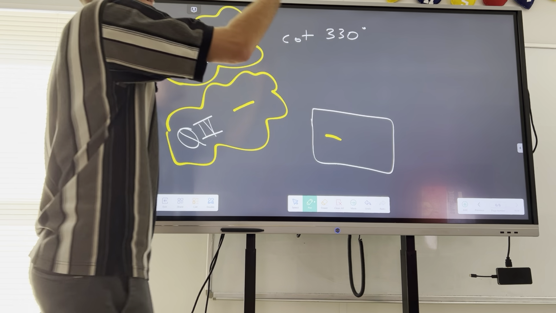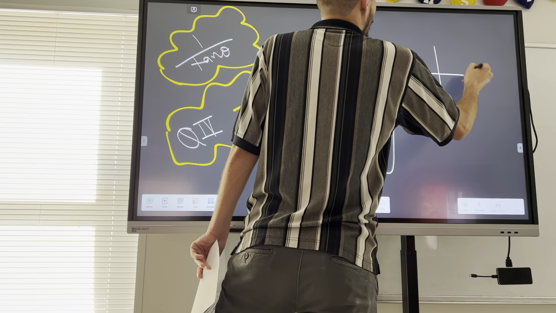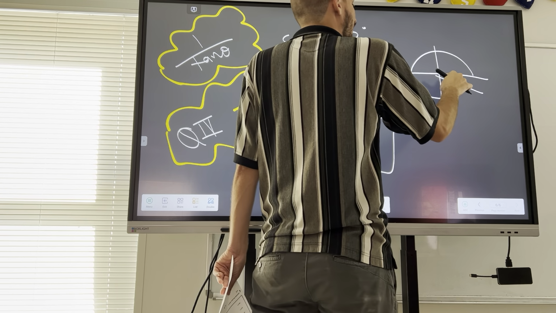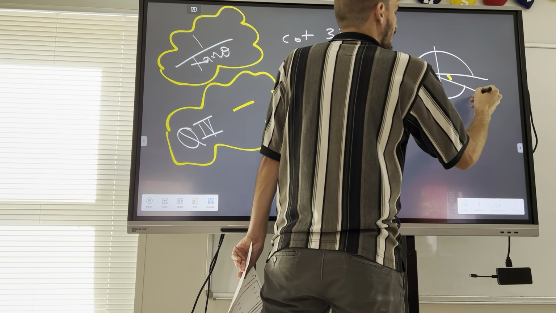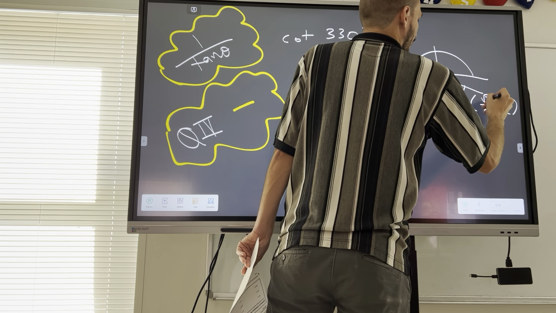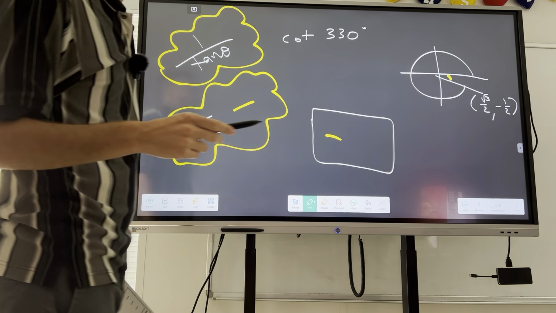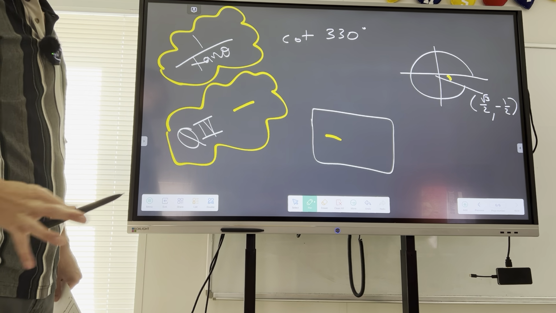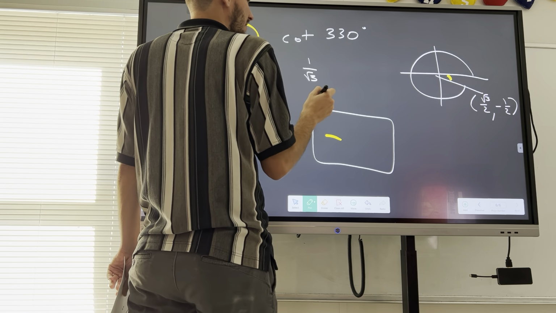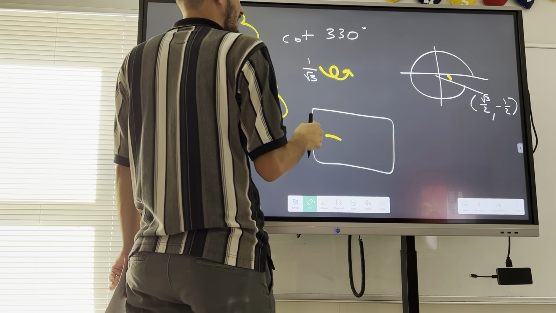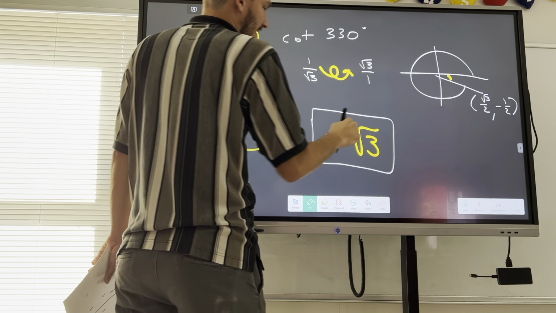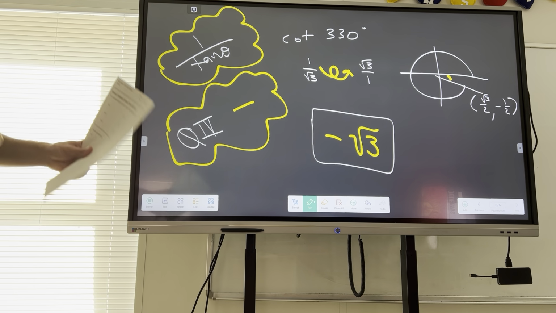Okay. Then I want to think about my 330. And my 330 is over here. My 330 has a reference angle of 30. It's only 30 degrees until it gets to 360. It has a positive x and a negative y value. Square root 3, 1. Now the tangent would be y over x. The tangent would be 1 over square root 3. The cotangent, flip it upside down, square root 3 over 1. Final answer, negative square root of 3.